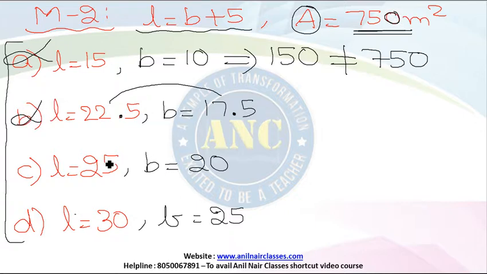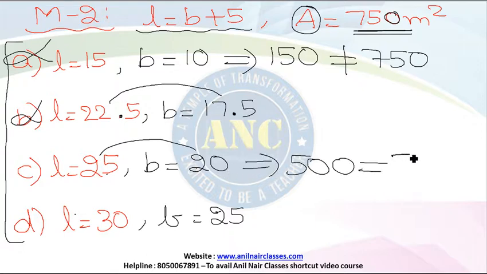Third option, can I say that 25 into 20, do you need a pen to solve it? 25 into 2 is 50, followed by 10, it is 500. But the question says 750. No, it is not the right answer. Out of 4 options, 3 are incorrect. 4 should be correct. You don't even have to check it.